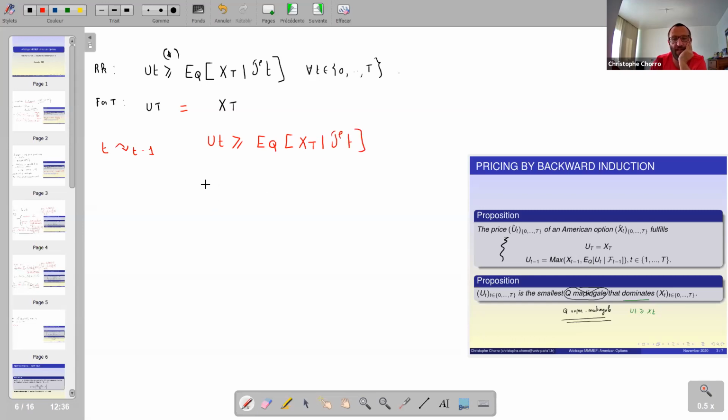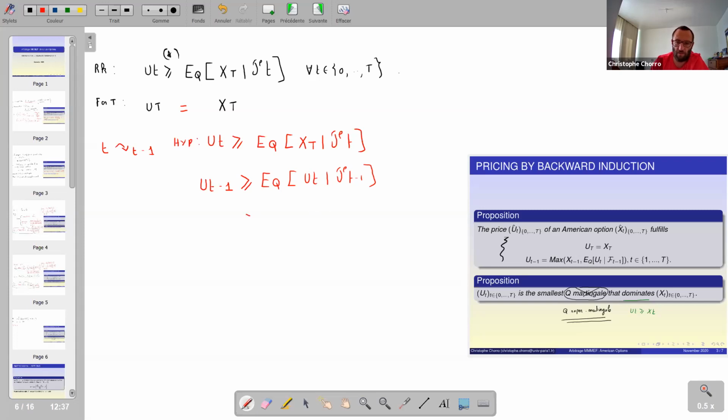And I am interested in what happened for ut minus 1. What I know is that ut minus 1 is equal to the maximum between xt minus 1 and the expectation under Q of ut given ft minus 1. So you have something here that is greater than the expectation under Q of ut given ft minus 1, using my induction hypothesis here.